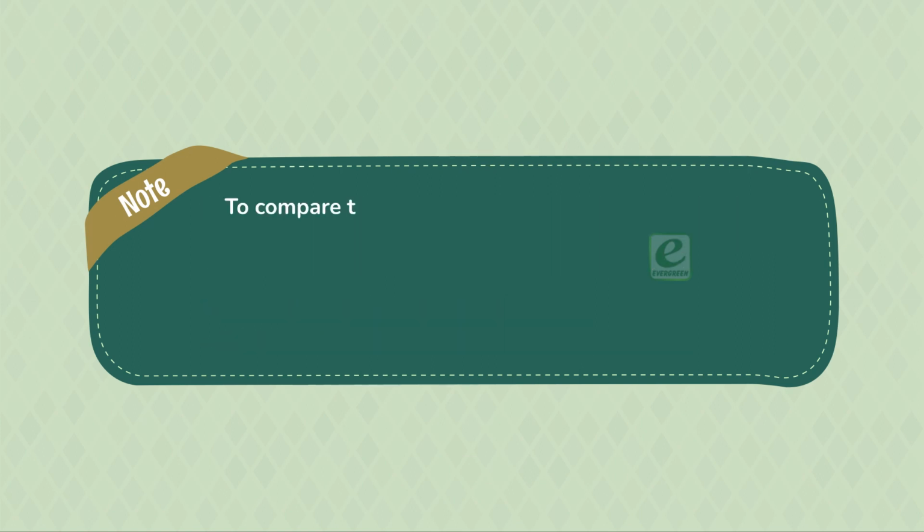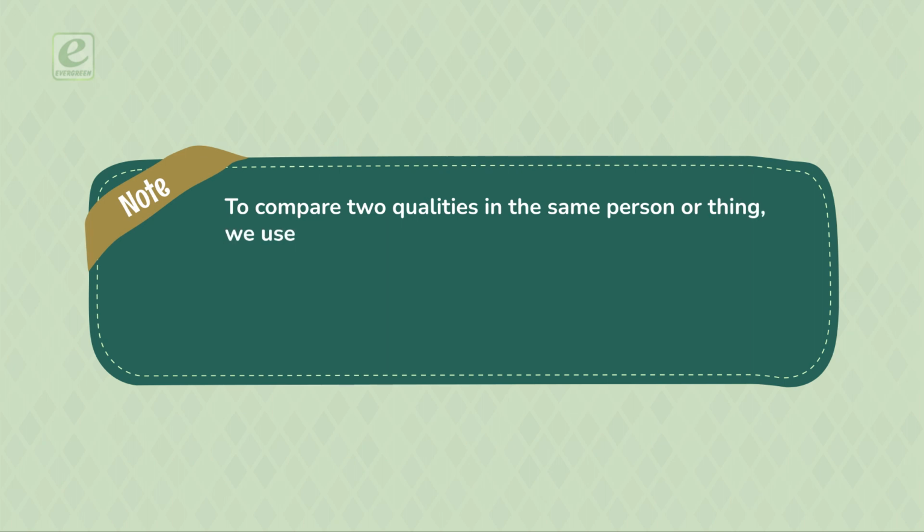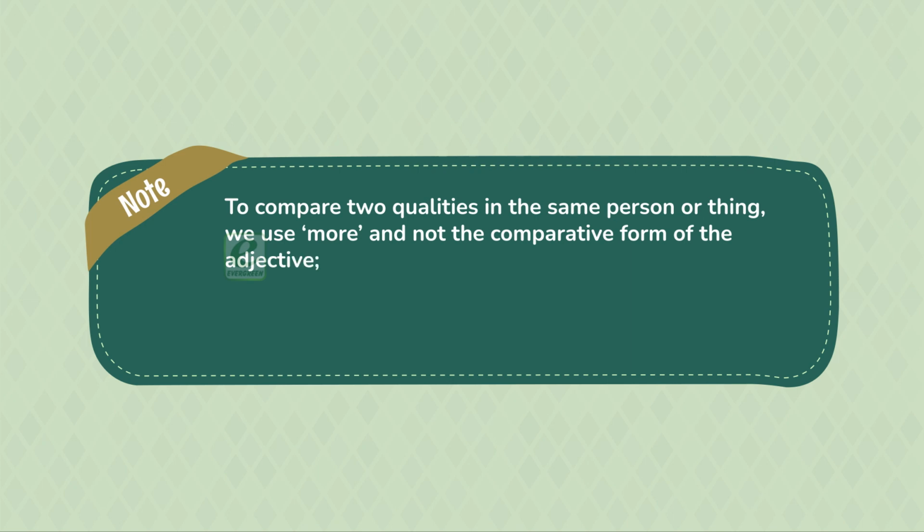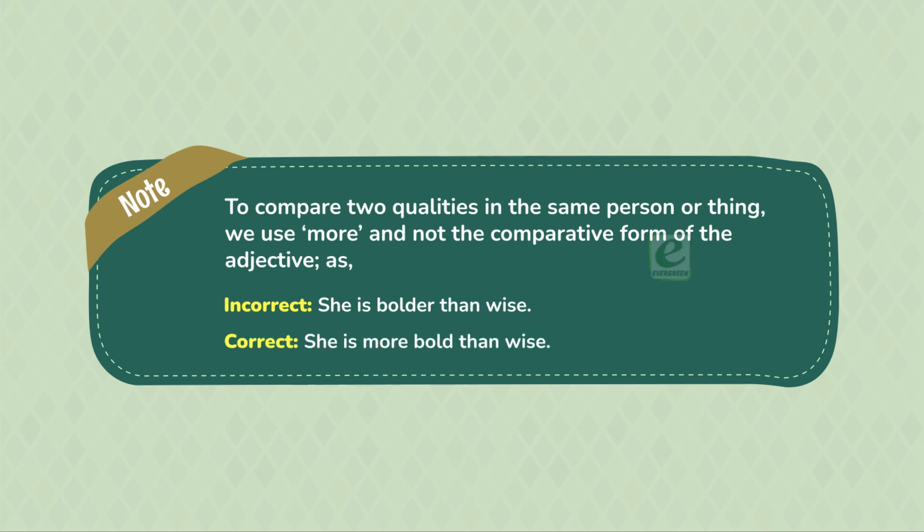To compare two qualities in the same person or thing, we use more and not the comparative form of the adjective, as incorrect. She is bolder than wise. Correct. She is more bold than wise.